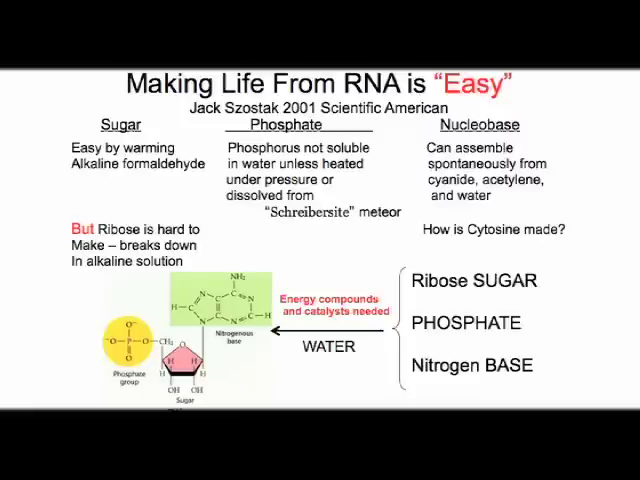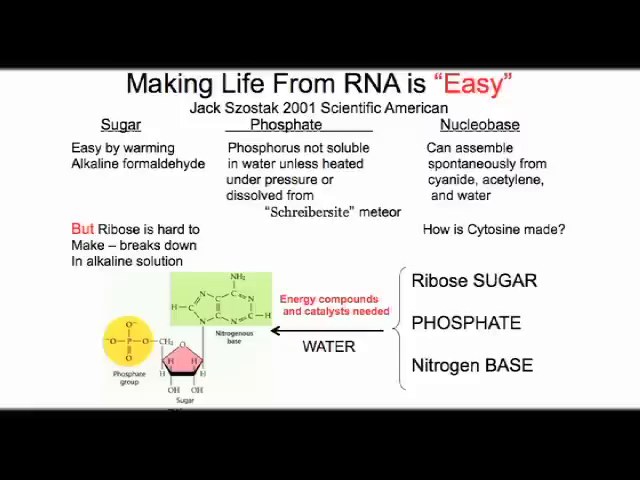The third part, of course, is a nucleobase, a nitrogenous base of some kind. He says it can assemble spontaneously from cyanide and acetylene, two of the things that Miller created. Unfortunately, he doesn't know how to make cytosine, which is one of the key bases. Cytosine deaminates into uracil, so you can figure out how to make uracil. So he says, I can make all these three things in the laboratory: ribose sugar, phosphate, and base. All I have to do is put them together, and boom, they'll form a nucleotide, right?